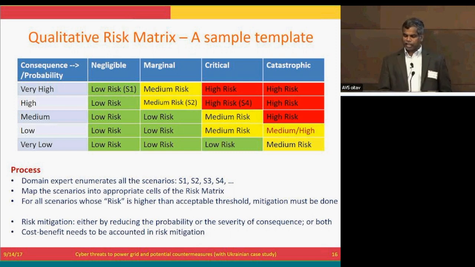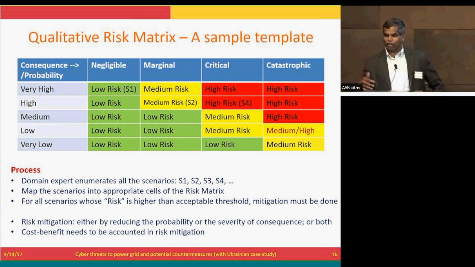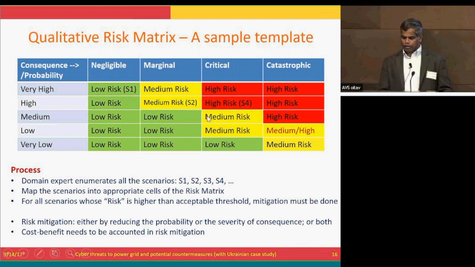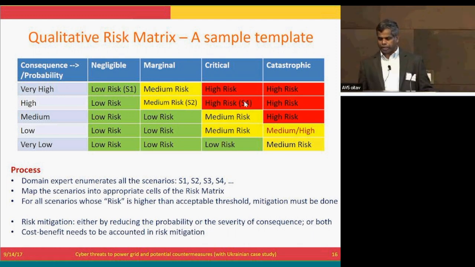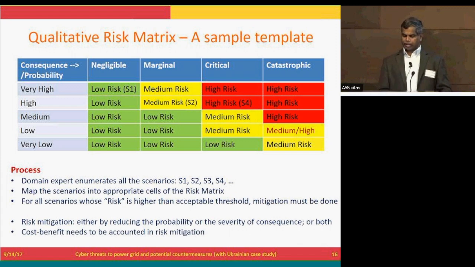Then you look at that. Do any scenarios fall into the red zone? The red zone is the high risk scenario above your threshold. You define the zones red, orange or green based on your acceptable level of risk threshold. Then the risk handling comes into the picture. If any scenario falls into that red zone, those things have to be mitigated. Risk handling has to happen.